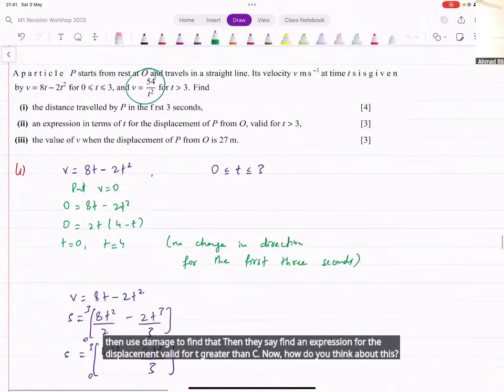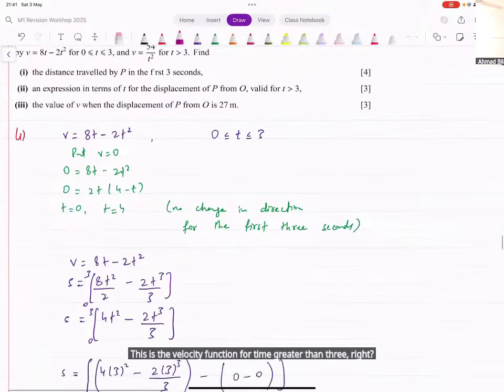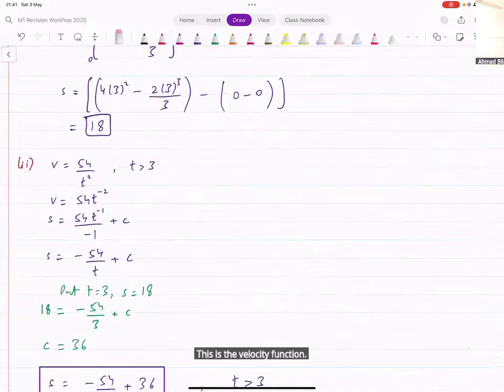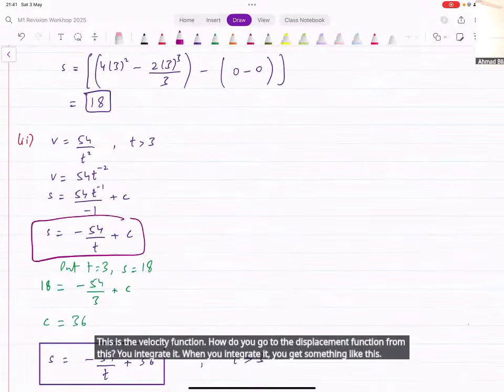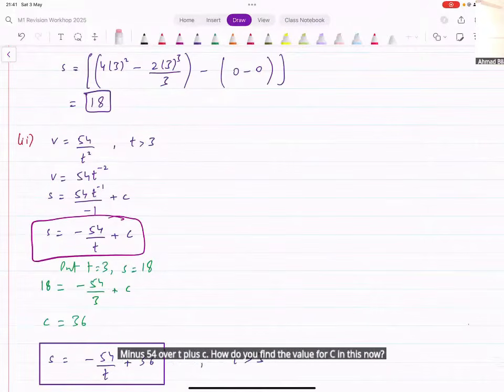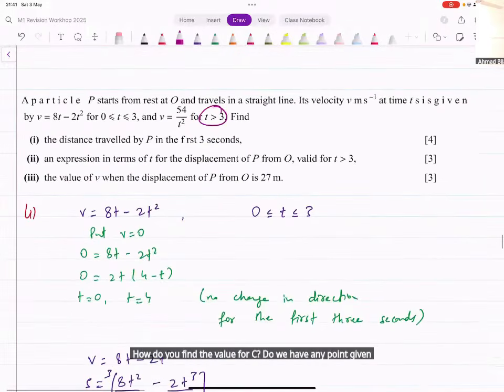This is the velocity function for time greater than 3, right? How do you go to the displacement function from this? You integrate it. When you integrate it, you get something like this. Minus 54 over t plus c. How do you find the value for c in this now? Do we have any point given for this interval? We do not have any point given.